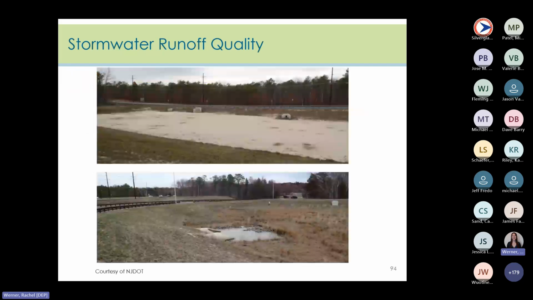Now, here's a beautiful example of 2 small-scale infiltration basins. Do you want to guess which one is functioning correctly? And hopefully you all said the top one.